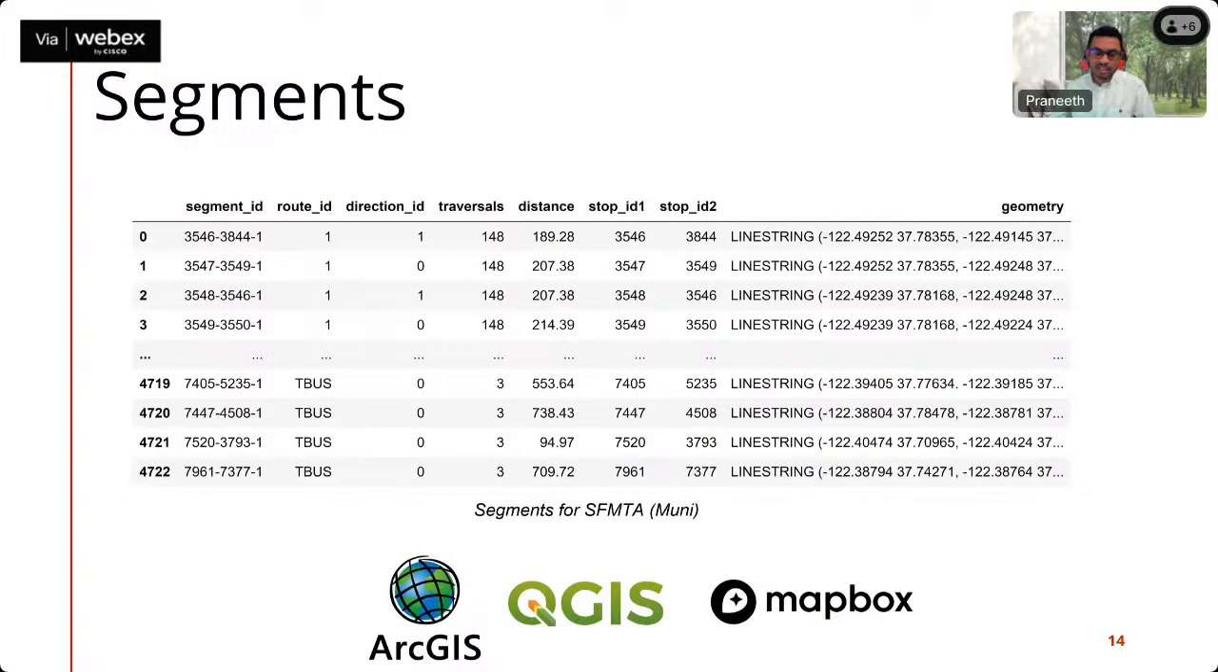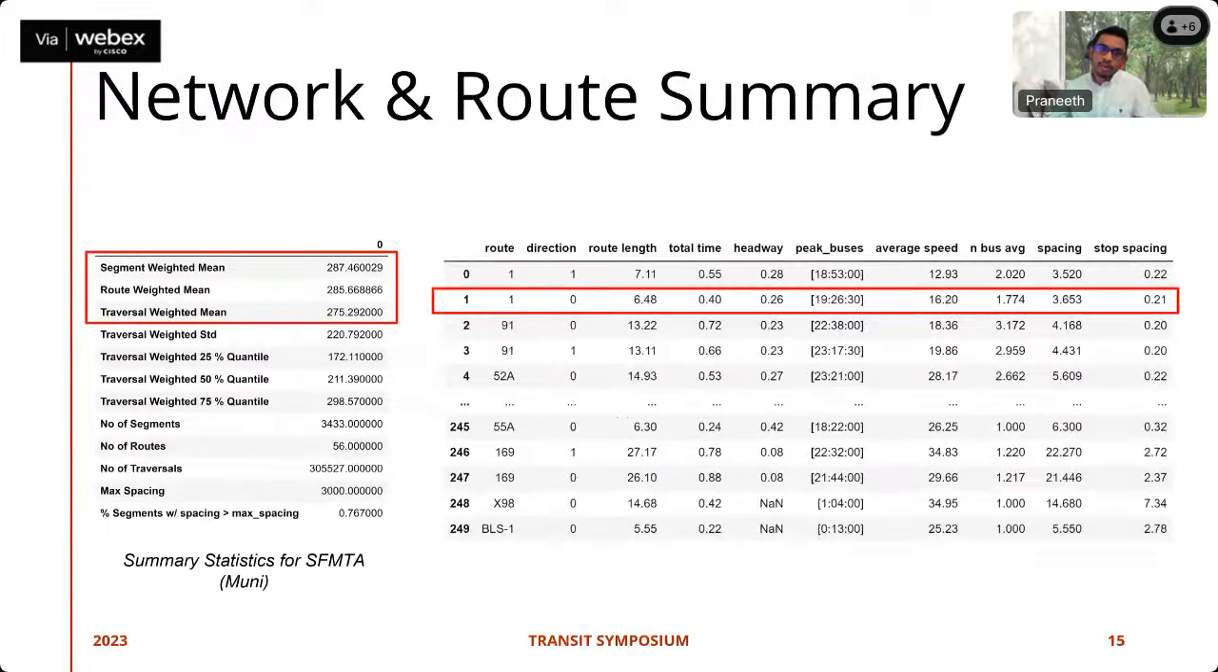This format is in GeoPandas, and it can be exported to formats like GeoJSON and shapefiles, which can be used in any GIS software like ArcGIS, QGIS, or Mapbox. Once we have the segments, we can compute the summary statistics at the network and route level. At the network level, we can get the segment, route, and traversal weighted means. These are the things I have explained previously in the theory. And for each particular route, you could also get the average stop spacing along with a bunch of different things from the package.